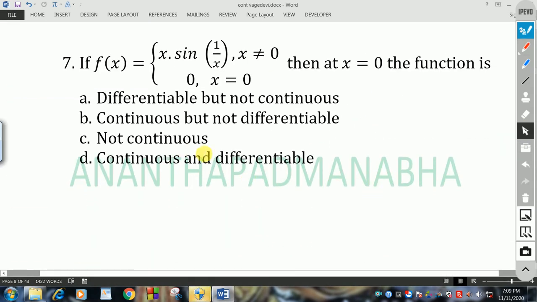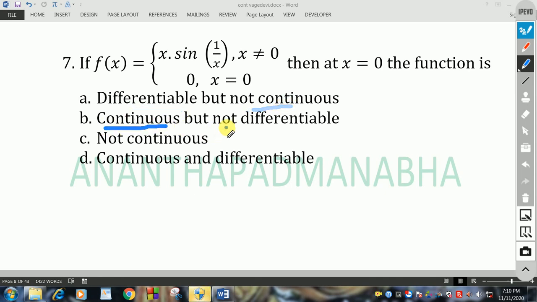Next, I have one more problem on continuity. If f of x is equal to x into sine of 1 by x for x not equal to 0, and 0 for x equal to 0, then at x equal to 0, the function is: differentiable but not continuous, continuous but not differentiable, not continuous, or continuous and differentiable. So we have to write the correct answer here by solving this question.